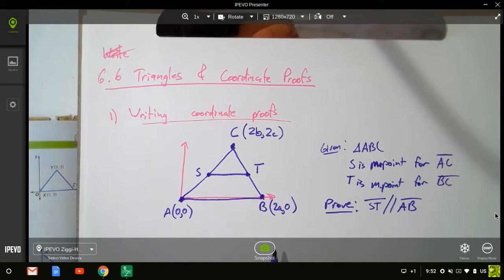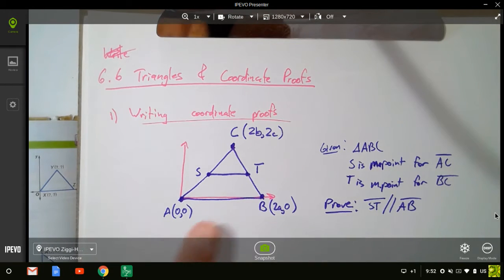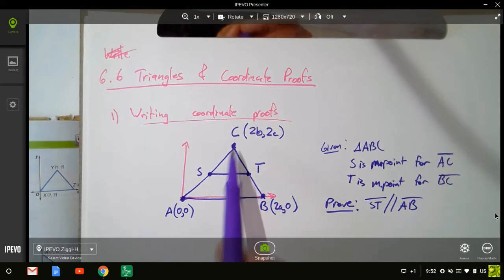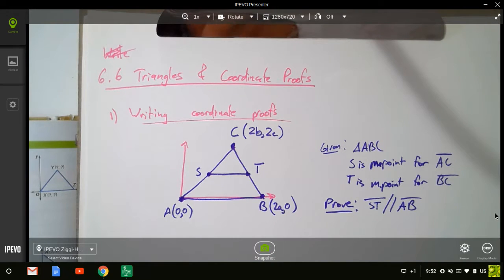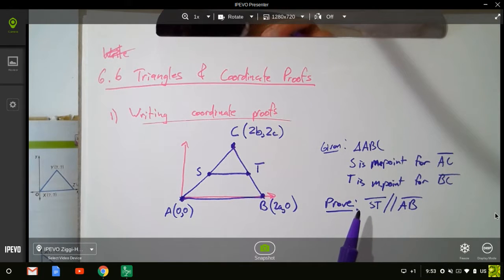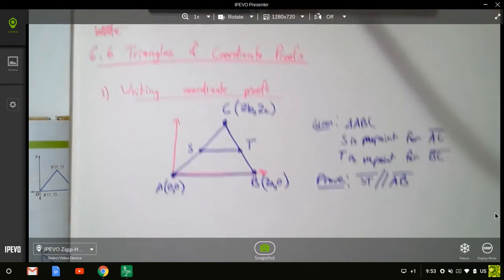Did everyone catch that? If your lines are parallel, what does that tell you about their slopes? They're the exact same. And can I not find the slopes on coordinates? I have coordinates for A and B and C, but which coordinates am I missing? S and T. So what do you think I'm going to have to do? Figure those out. Okay, so that's what we're proving.